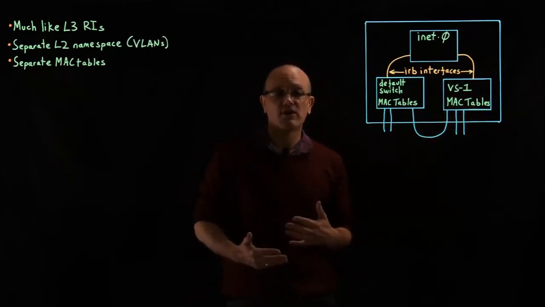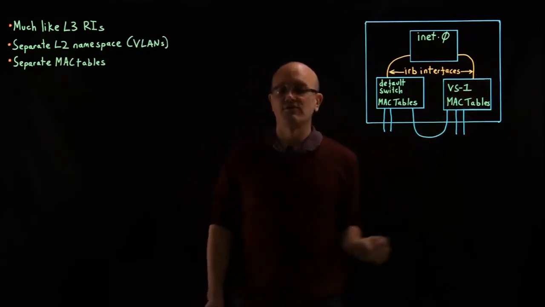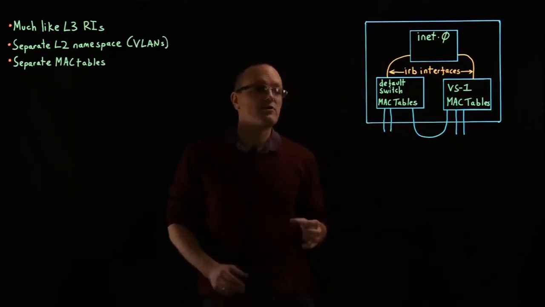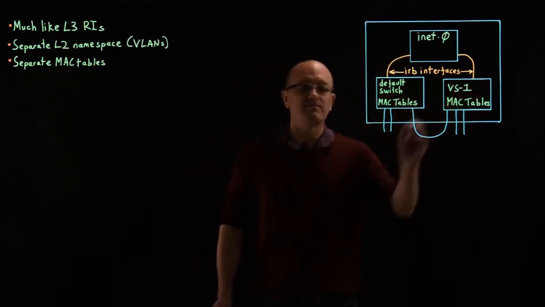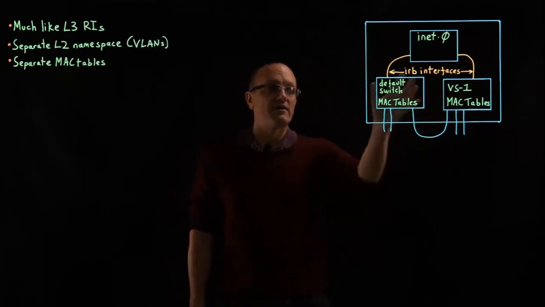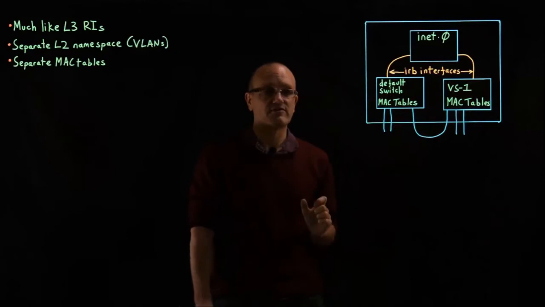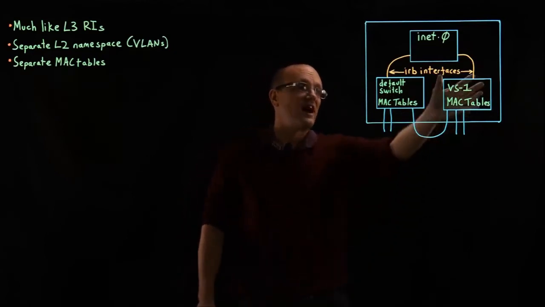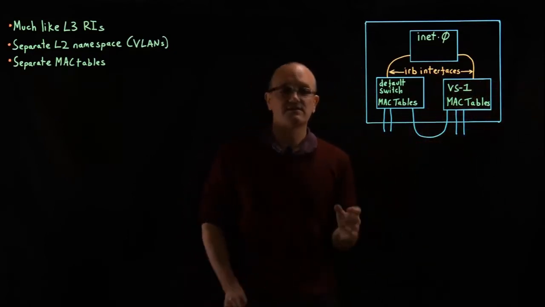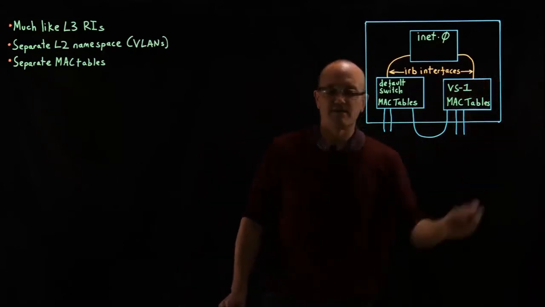And this is a virtual switch that's been configured under routing instances. So you can see that the MAC tables are separate for our default switch instance and our virtual switch instance. And if you were to configure additional virtual switch instances, they would then also have separate MAC tables.